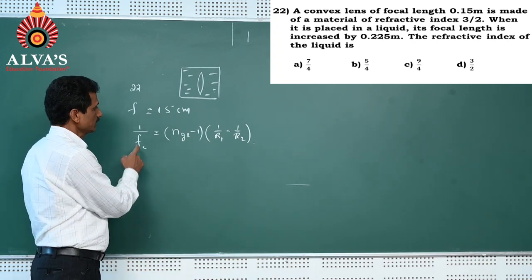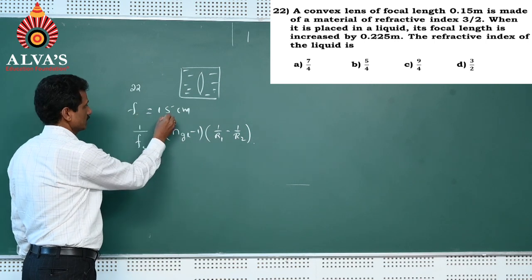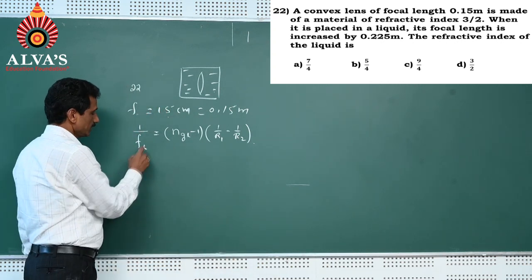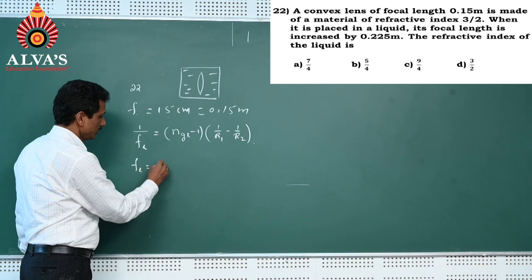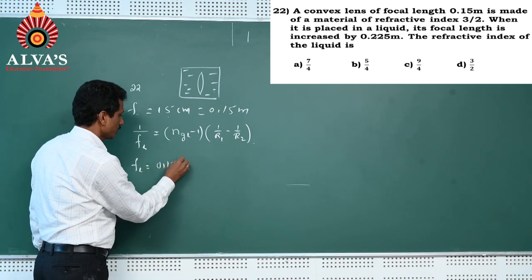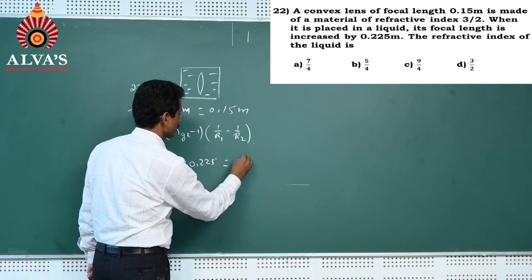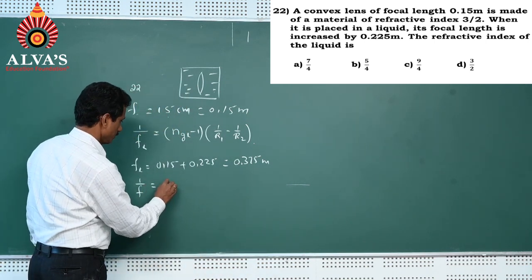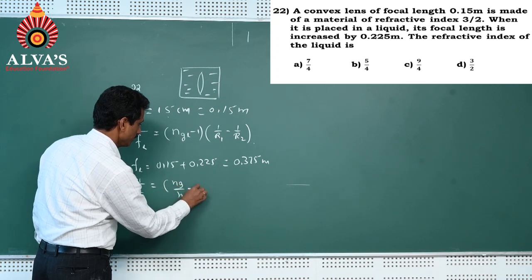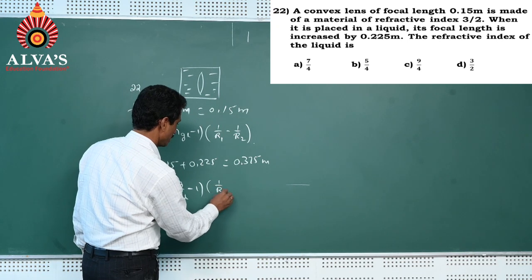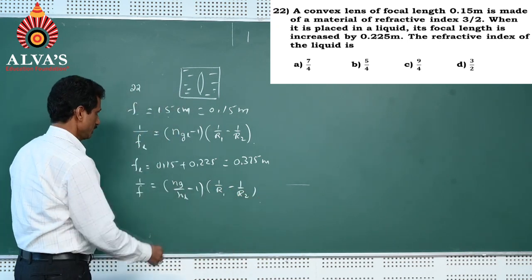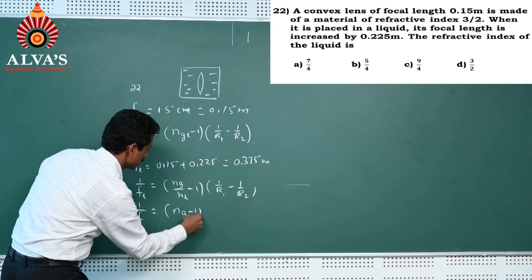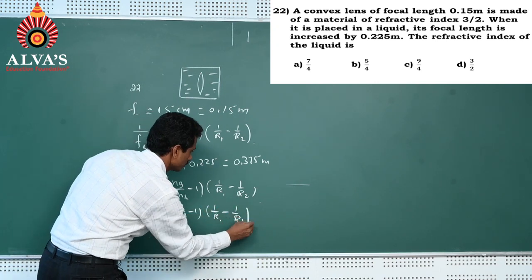Say the focal length of the lens in glass is 15 centimeter, or 0.15 meter, it is given. The focal length of the lens in liquid, FL, is increased to 0.15 plus 0.225 is equal to 0.375 meter. 1 by FL is Ng by NL minus 1 into 1 by R1 minus 1 by R2, and 1 by F is Ng minus 1 into 1 by R1 minus 1 by R2.